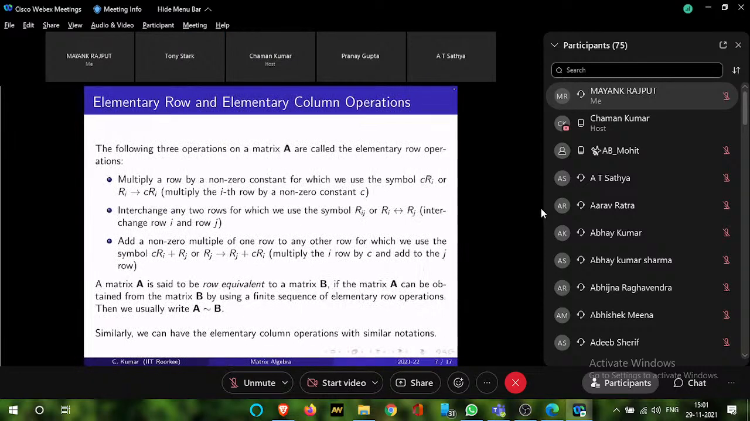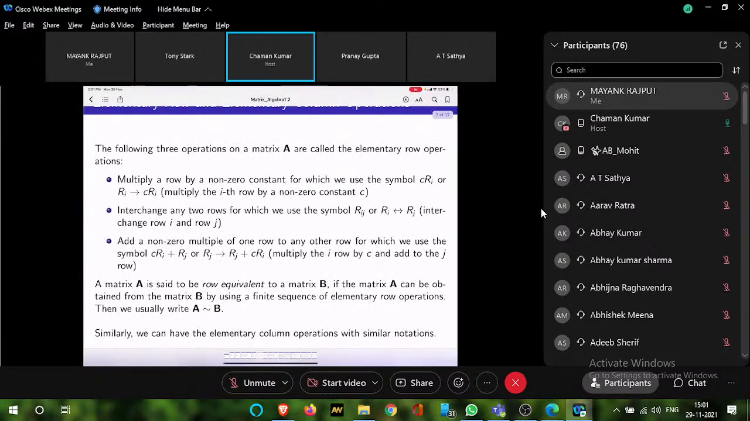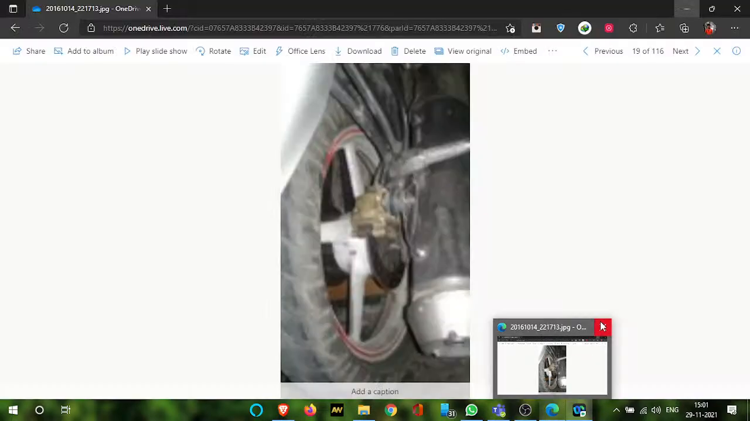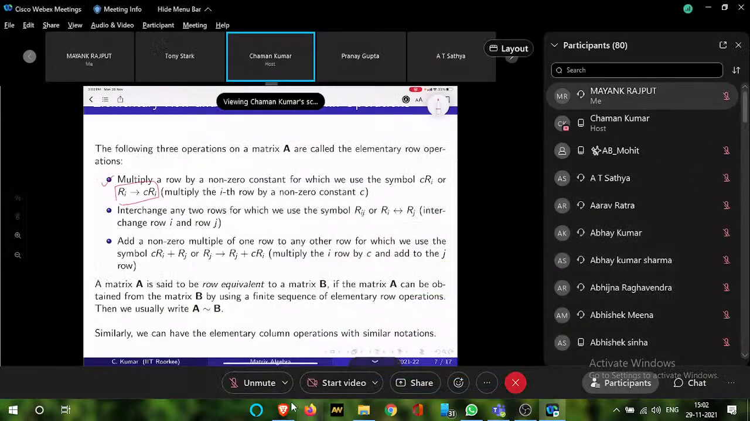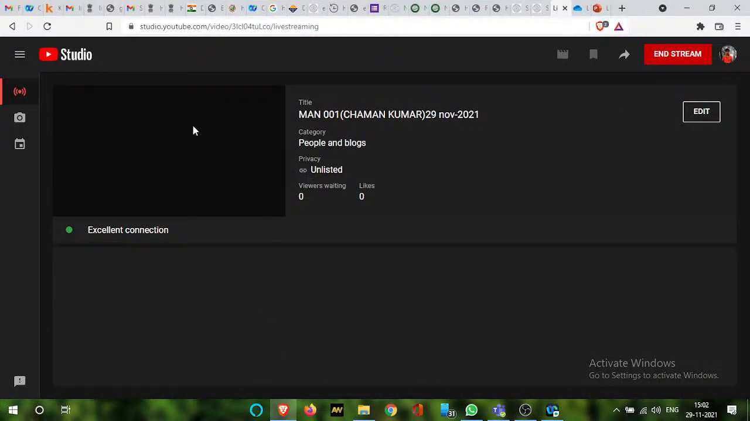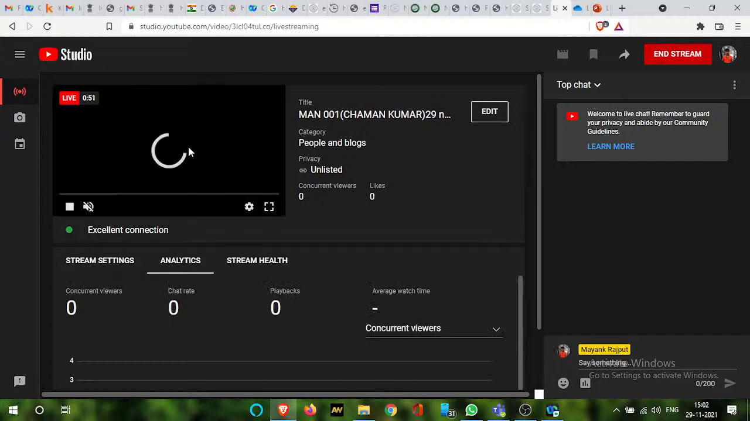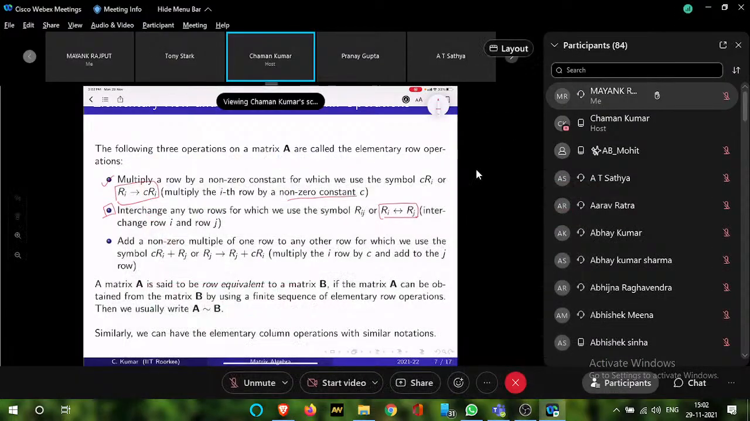Okay, so we have seen in the last lecture there are three types of elementary operations on the rows of a matrix. First one is multiplying the ith row by a non-zero constant C. The second operation is interchanging two rows. That means you can interchange row I with row J, which means you write row J in place of row I and row I in place of row J.